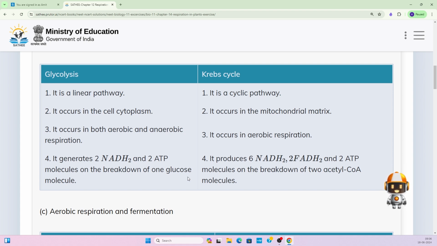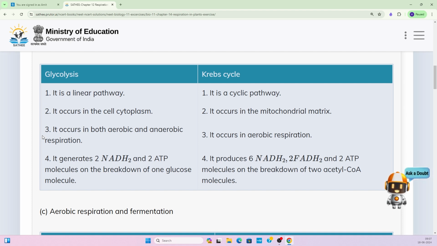Glycolysis is a linear process. It starts from glucose, which is a 6 carbon compound, and the end product of glycolysis is pyruvic acid, which is a 2 carbon compound. So carbon dioxide is lost in this process, and it is a linear process. Whereas the Krebs cycle, occurring inside the mitochondria, is a cyclic process.